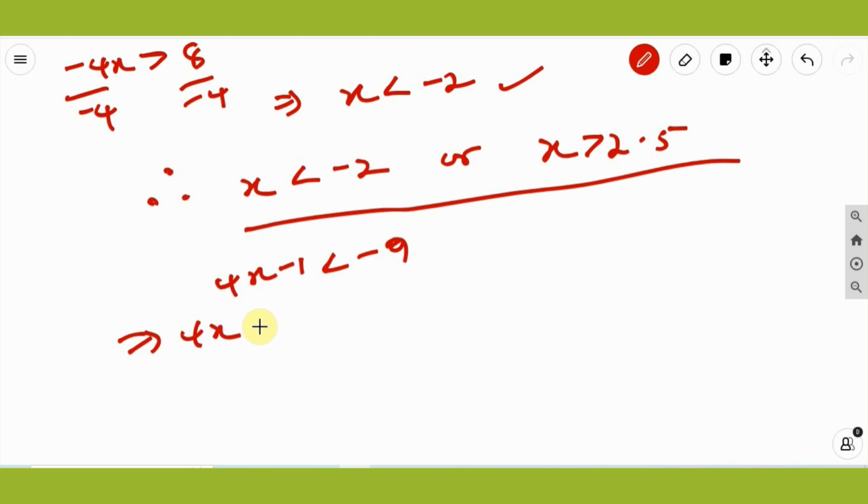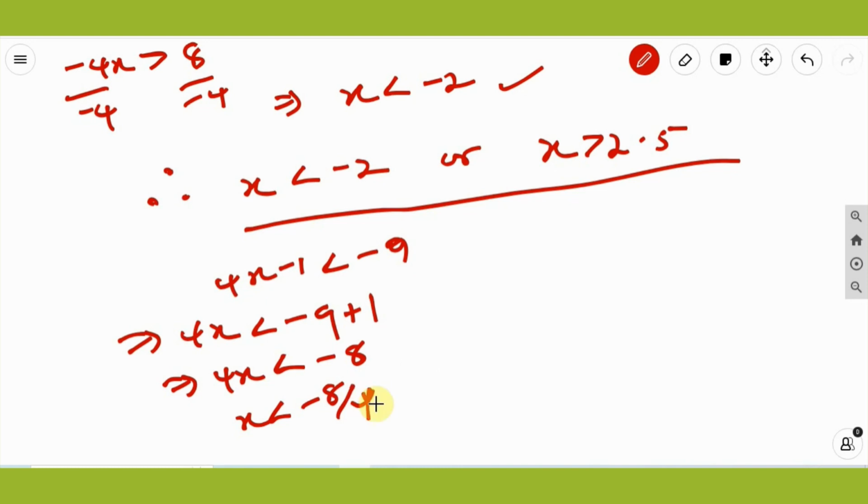4x less than minus 9. So minus 1 is going to cross over the sign to become plus 1. So I'll have 4x less than minus 9 plus 1, which is going to give me minus 8, because you're subtracting the big from the small. So this is going to be x is less than, dividing across with a positive number, so the sign will not change again, minus 8 over 4. That will give me x is less than minus 2, which is the same thing as this.